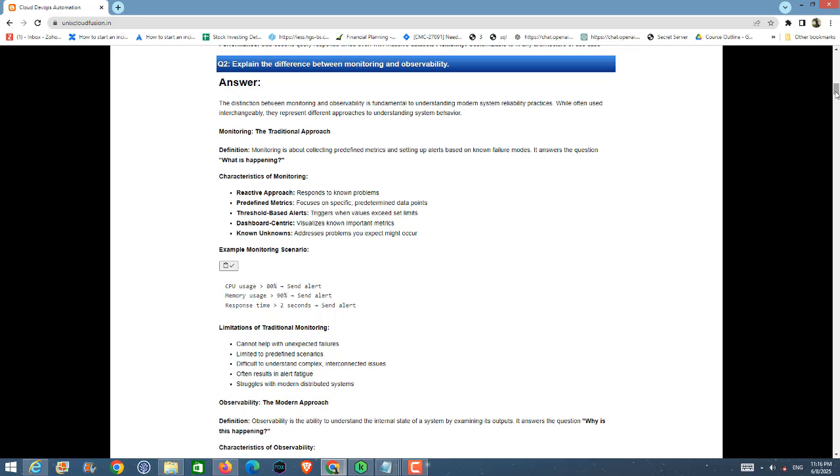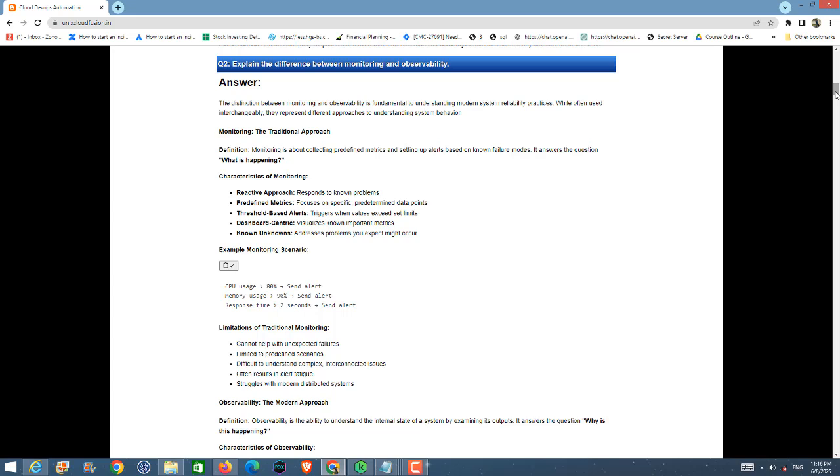That is, you need to know the threshold above which your system might be behaving in a reduced way, like reduced performance you are getting. So you can put on the thresholds and then get the alert for it. You can create a dashboard-centric view, which allows for the visualization of important metrics, and addresses the problems which might occur, right? So this is what traditional monitoring actually does. Some examples will be CPU usage, memory usage, response time, right?